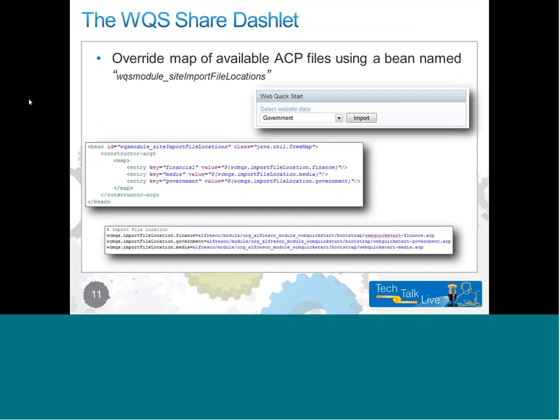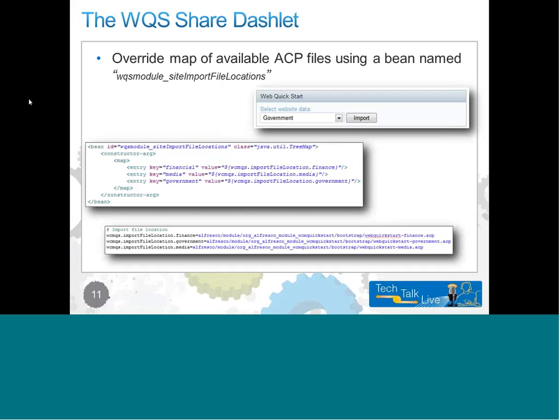Okay, something else you can do, this is relevant in particular if you are a systems integrator or you're taking Alfresco as a partner and you want to target particular markets yourself. If you want to add in your own website, a Web Quick Start website that you want to be able to demonstrate easily, you can generate your own ACP and plumb that in so that it appears in the Share Dashlet that I showed you.